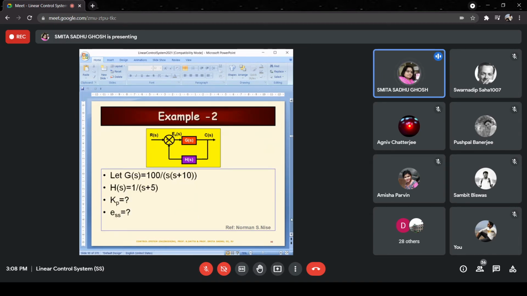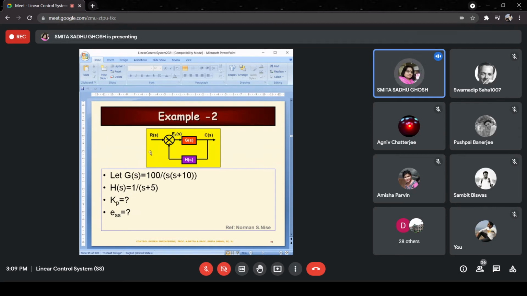Now, a second example, again from the same book, Norman Nise's book. So just look at the statement of the example first, then we'll work it out. Over here, the block diagram is given. The forward path transfer function is G(s) and the feedback path transfer function is H(s). Because it is a non-unity feedback, here instead of the error signal E(s), we have the actuating error signal Ea(s), right?